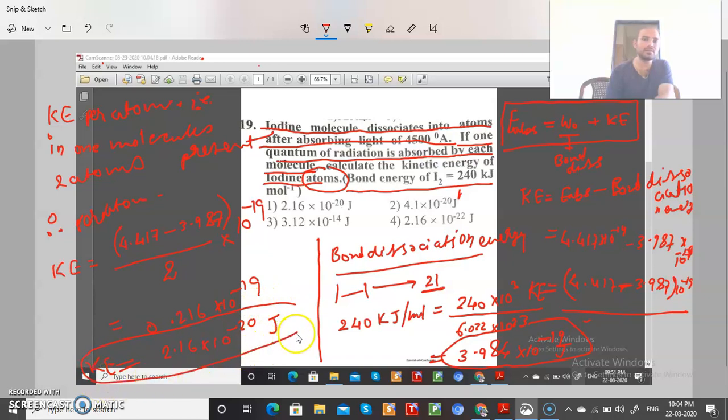Now match it with the options, students. Which one is 2.16? The correct option is option number 1. The other options are 2.1622, which is wrong, and the others are also wrong. So the correct option is option number 1.